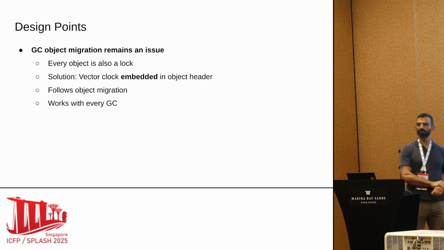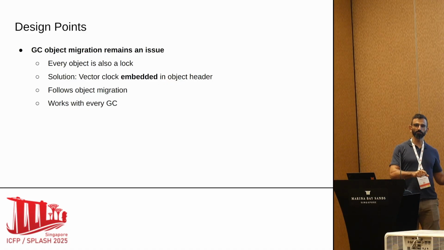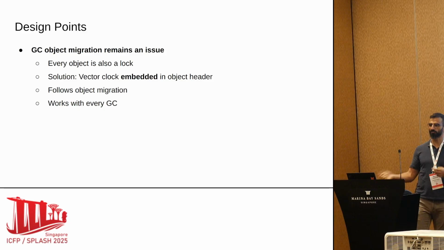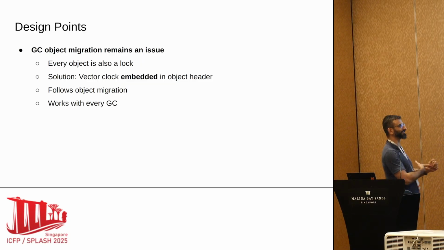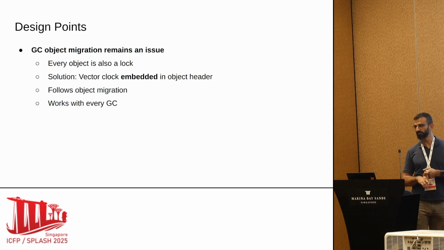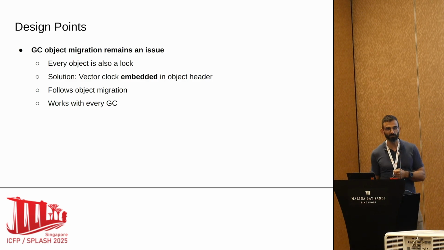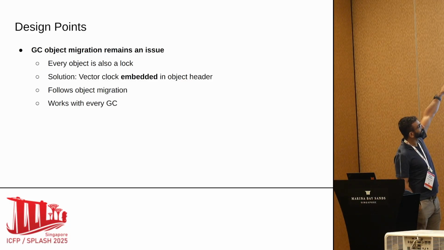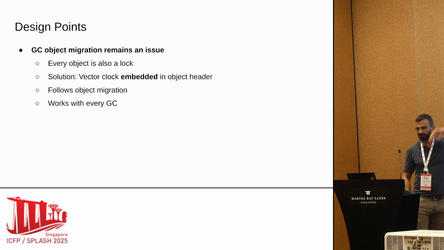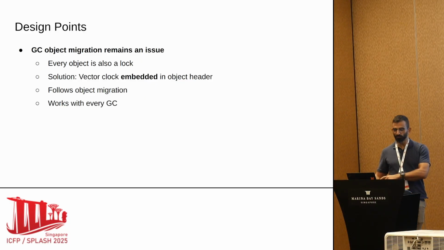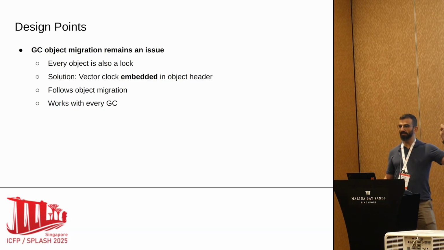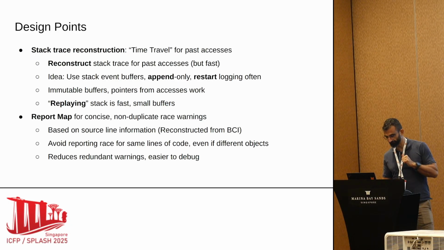The other thing with garbage collection is that you will change the location of objects, which means you will change the location of locks in memory. Because in Java, every object is also a lock. There are 2 lock interfaces in Java, and one is the object lock. This is the implementation of the synchronized blocks and synchronized methods. Our solution to this is we embed the vector clock inside the object header, so we had to change the object header and some of the internals to make it work in OpenJDK. And so that when you move objects, the lock follows and all the vector clocks work. And this works with every garbage collector inside the OpenJDK.